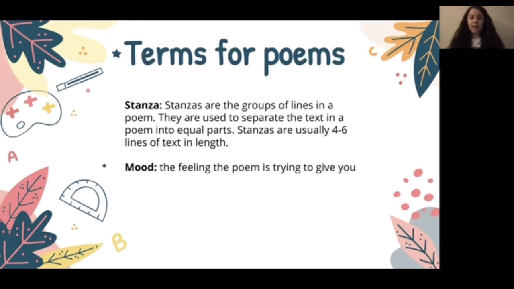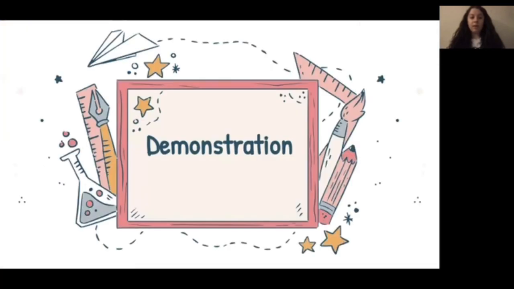Now we want to look at some vocabulary for poems. A stanza is a group of lines in a poem. They usually separate the text of a poem into equal parts. Stanzas are usually 4 to 6 lines of text in length. The mood is the feeling that the poem is trying to give you.